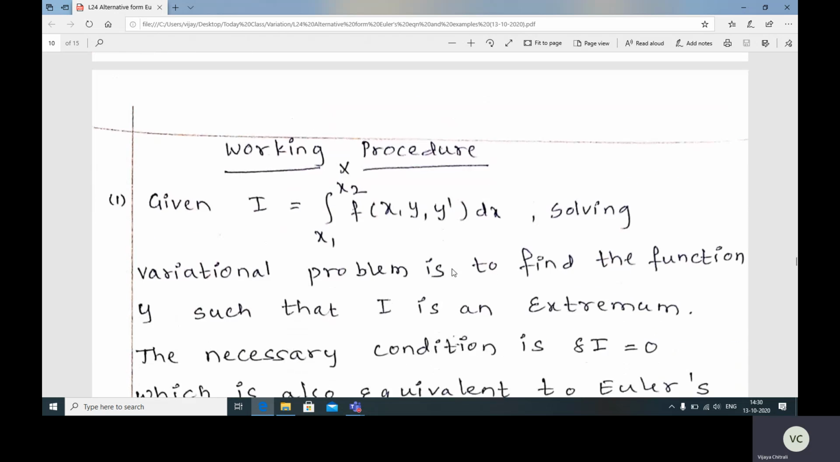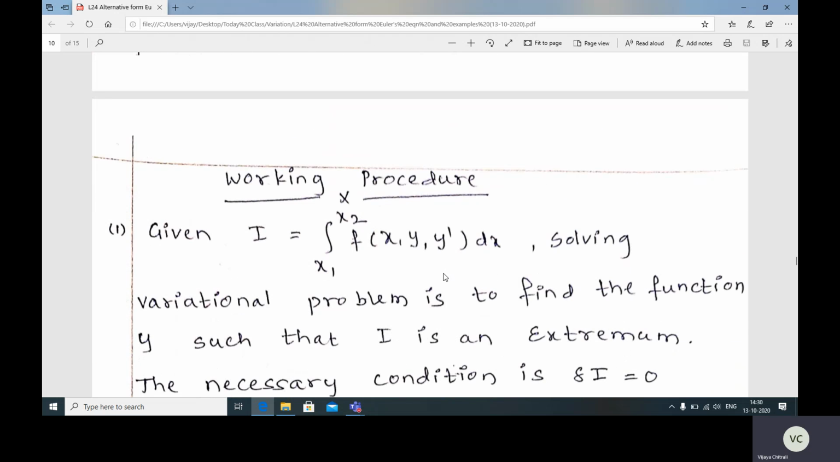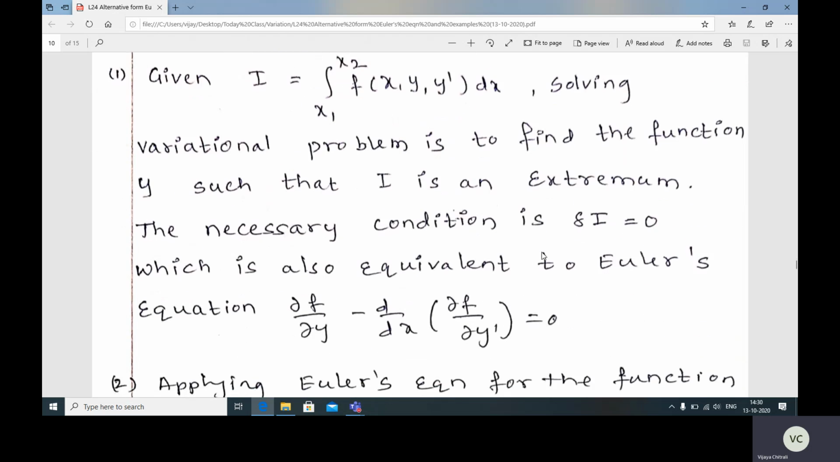Now the working procedure of this variational problem. Here I is equal to the integration from x1 to x2 of f of x, y, y' dx. This will be given. We have to solve the variational problem to find y such that I is an extremum. So the necessary condition is that delta I is equal to 0. This is equivalent to Euler's equation: ∂f/∂y minus d/dx of ∂f/∂y' is equal to 0.